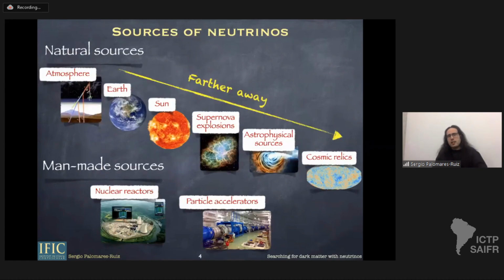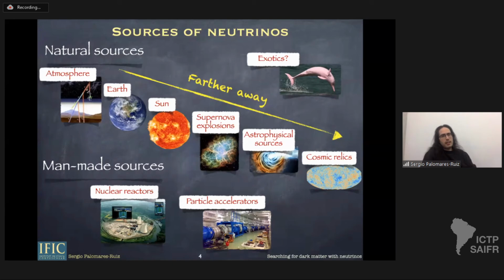Okay, so what are the sources of neutrinos that we have? We have natural sources, and we have man-made sources. Ordered by distance, from the closest to the farthest away, we have atmospheric neutrinos. We have neutrinos from the radioactivity of the Earth. We have solar neutrinos, supernova neutrinos in the MeV range. We have also very high energy astrophysical neutrinos, and then we have cosmic relics, the cosmic neutrino background, analogous to the cosmic microwave background. And then we also have man-made sources like nuclear reactors or particle accelerators. And then, of course, we might have exotics like the neutrinos produced from dark matter annihilations or decays.